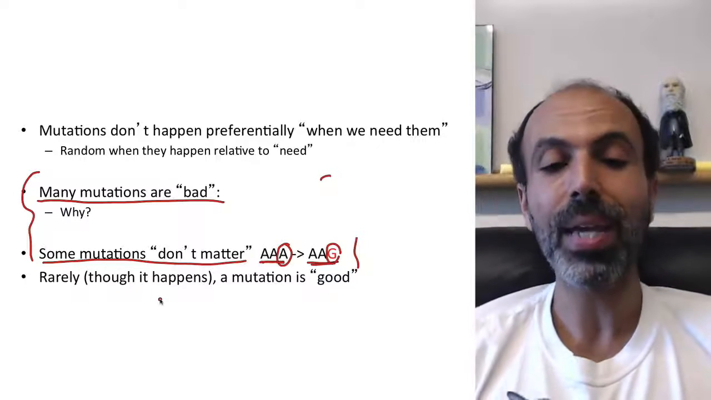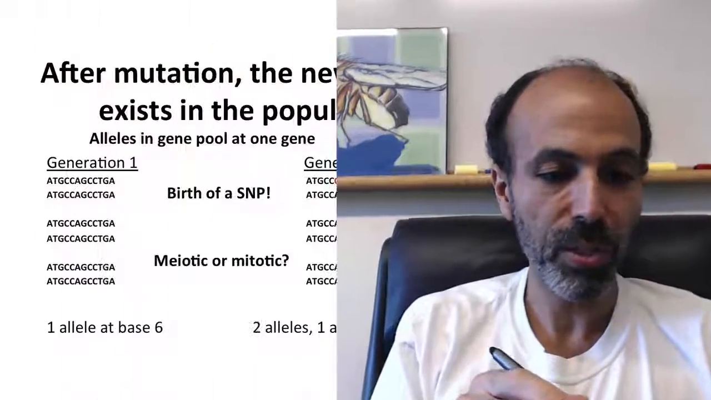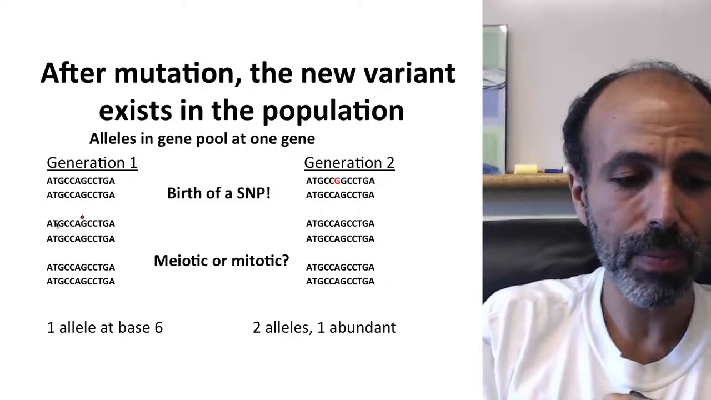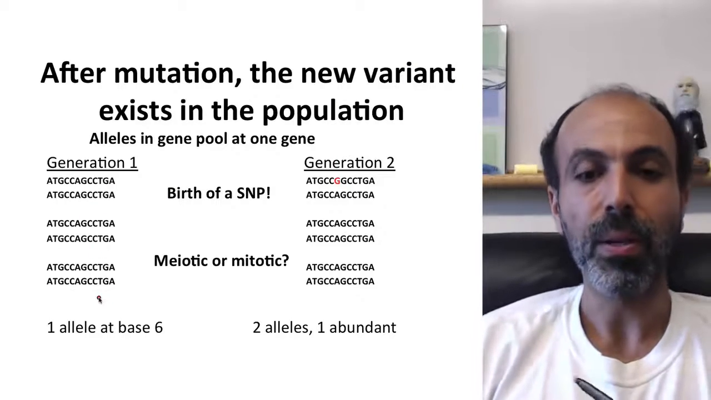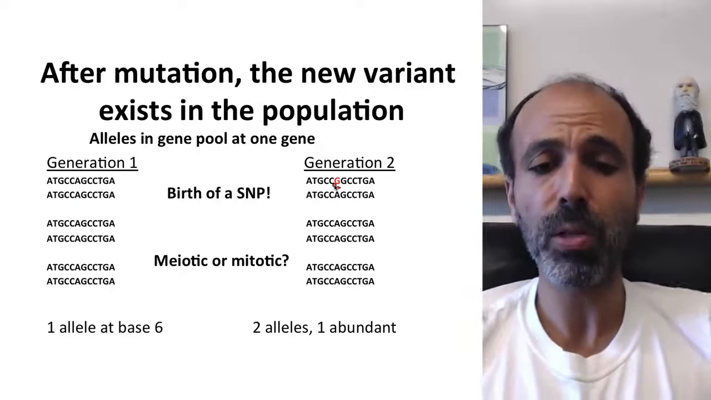Now rarely, but it does happen, a mutation may be good, advantageous. Now, well, again, it doesn't arise when you need it, but it may just happen to be good. And it may not necessarily even be good at the time when it first arises, but it might end up being something that is useful in a subsequent generation. So thinking about that, let's imagine that a mutation has happened, and the new variant now exists in the population. So here's our first generation. Everybody has the same sequence. Okay. Now we have this one mutation, like the one I talked about previously, which is arisen in one egg cell.